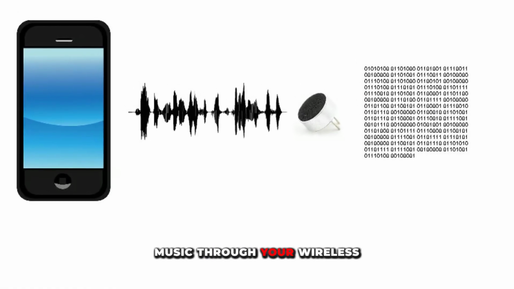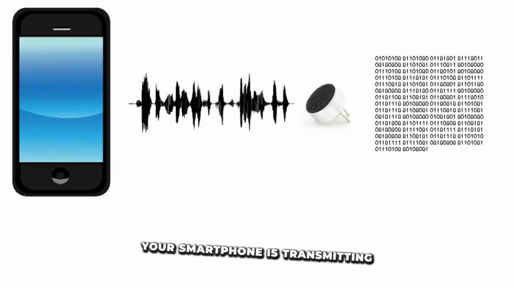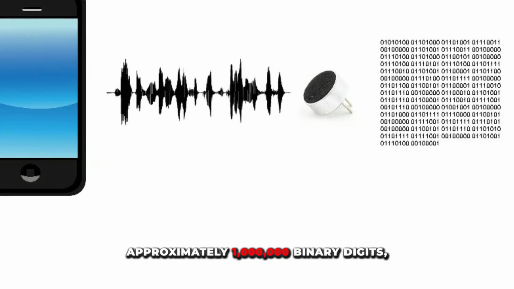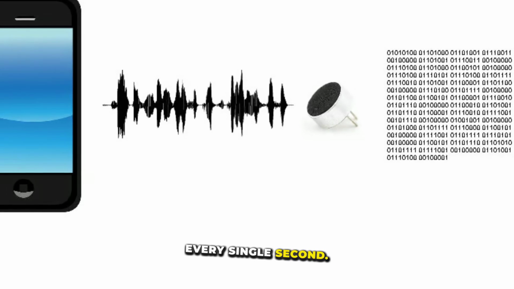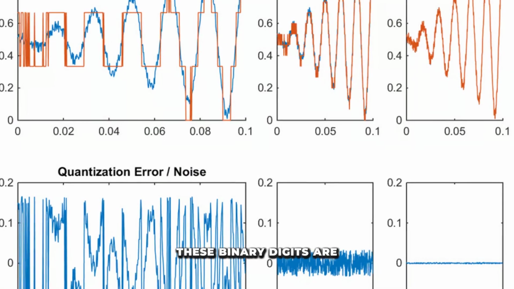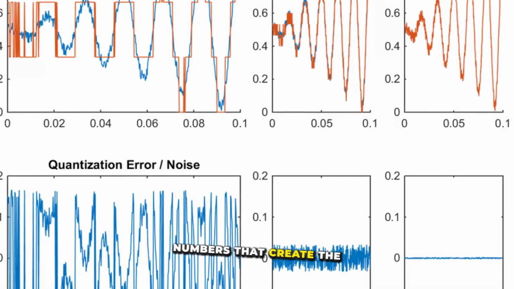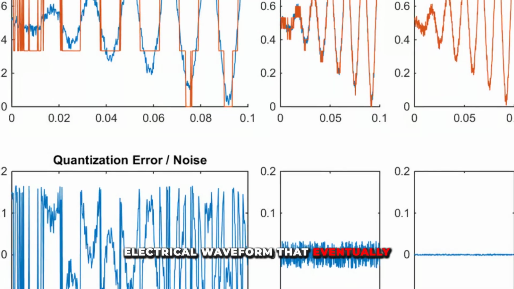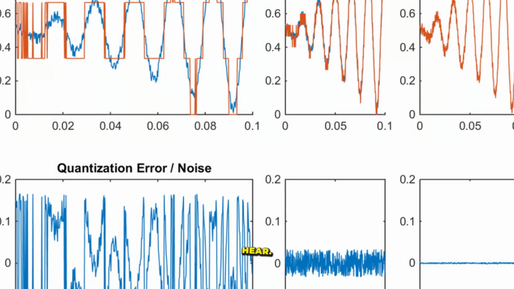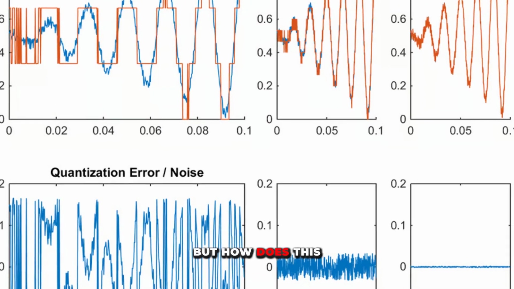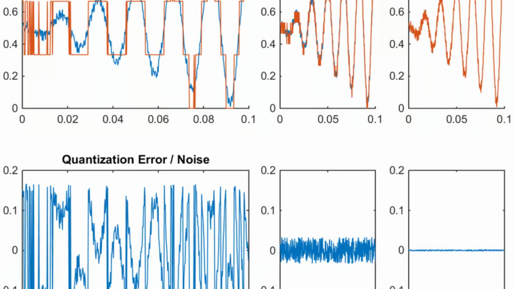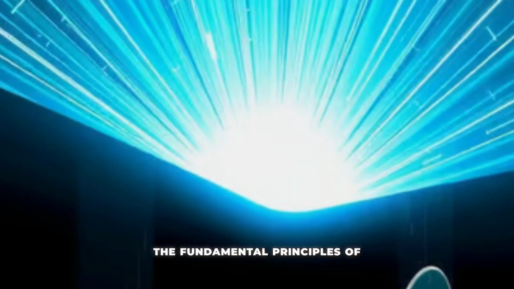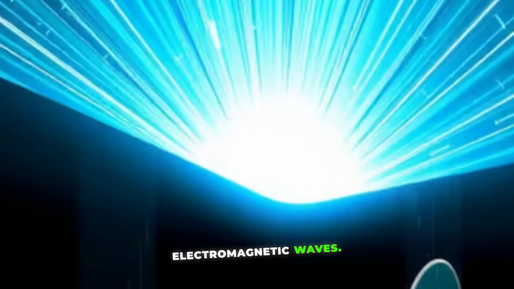When you're listening to music through your wireless headphones, your smartphone is transmitting approximately 1 million binary digits, ones and zeros, every single second. These binary digits are assembled into 16-bit numbers that create the electrical waveform that eventually becomes the sound you hear. But how does this massive amount of data travel wirelessly between your devices? To understand this, we need to explore the fundamental principles of electromagnetic waves.